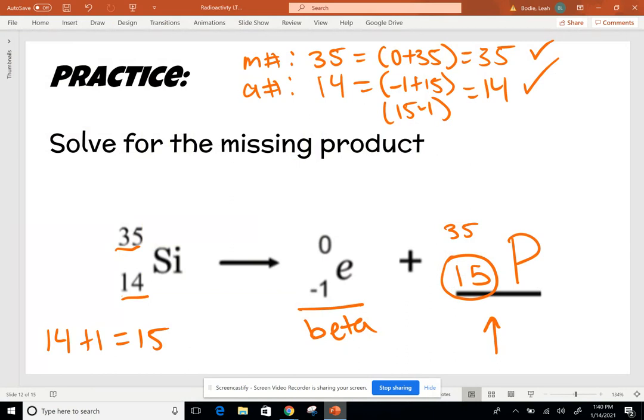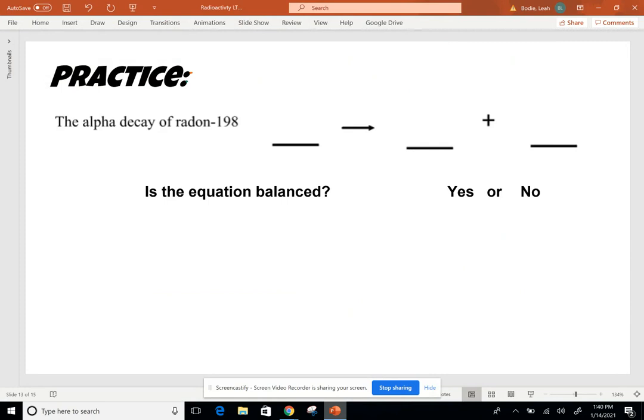All right, just a few more examples here. So now our job is to fill in all of these spots. And so we have our scenario here. We have the alpha decay of radon 198. So we have a few important pieces of information in that short little sentence. The first one, alpha decay. So that means I need to put in my alpha particle. So I'm going to go ahead and do my He, 4 and 2.